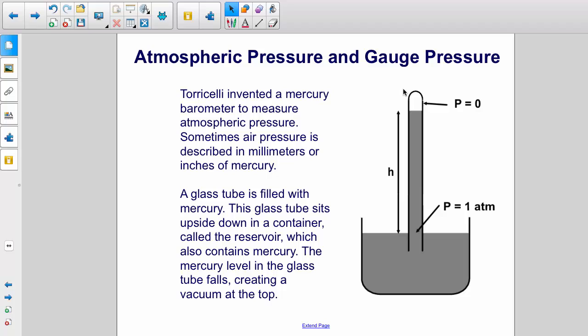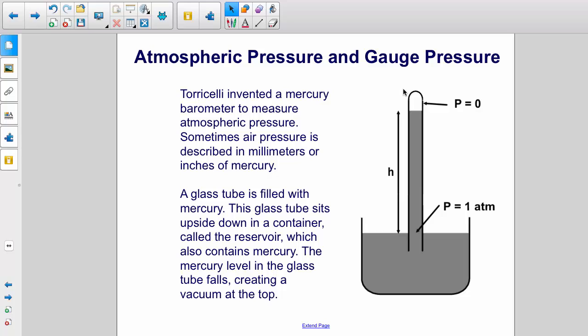Atmospheric pressure and gauge pressure. Torricelli invented a mercury barometer to measure atmospheric pressure. And as a consequence, we sometimes describe air pressure in millimeters or inches of mercury. That's a direct consequence of Torricelli's barometer.